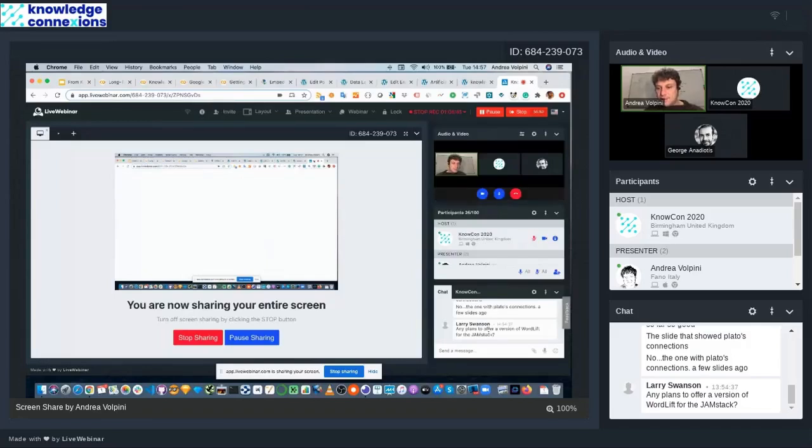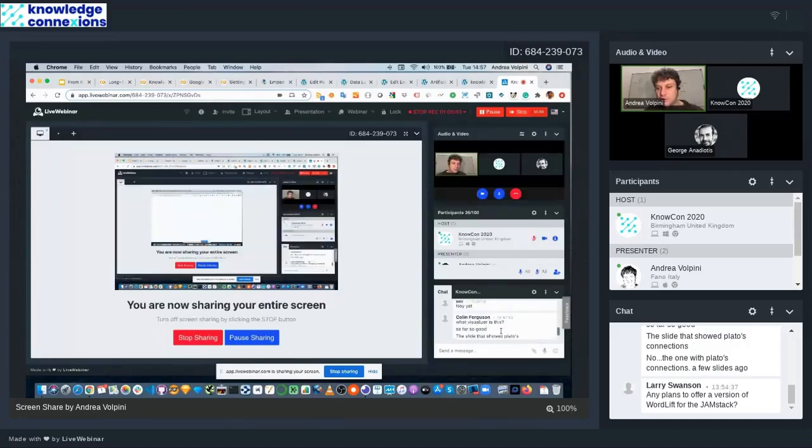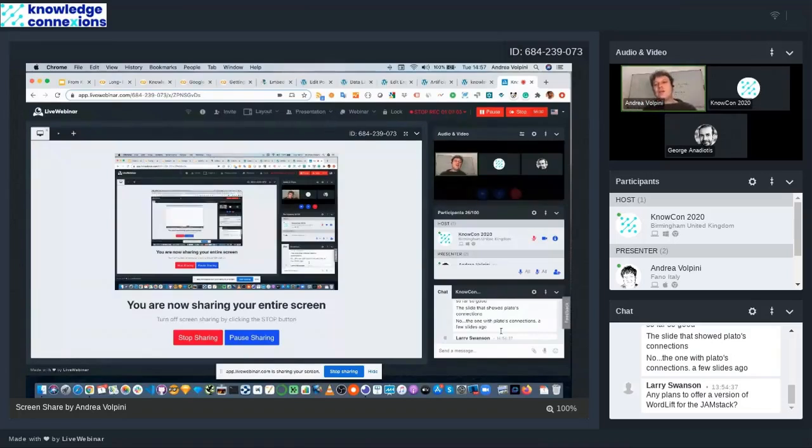Okay, any plans to offer a version of... okay, well, so far so good. The slide that shows Plato's connections. Okay, yes. So that's the slide I used, the one showing Plato's connections, to answer a question coming from Colin. It's a tool called LodLive. It's a terrific tool, but unfortunately, the developer, who is also a friend of ours, has started to work in fintech. So the semantic web community has lost his contribution, and the tool is currently no longer maintained.